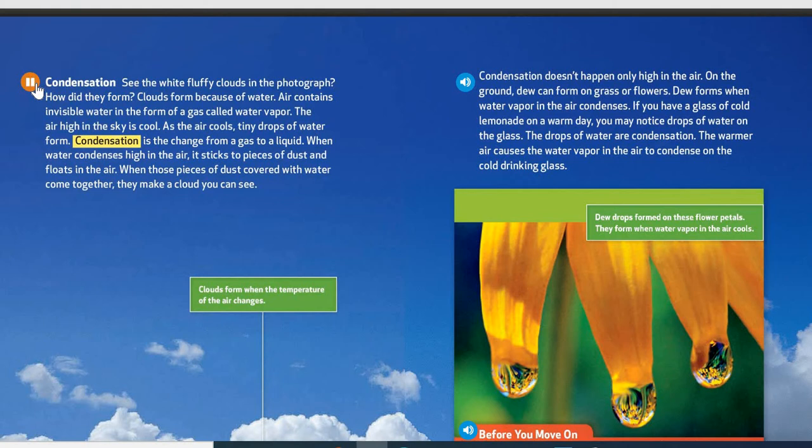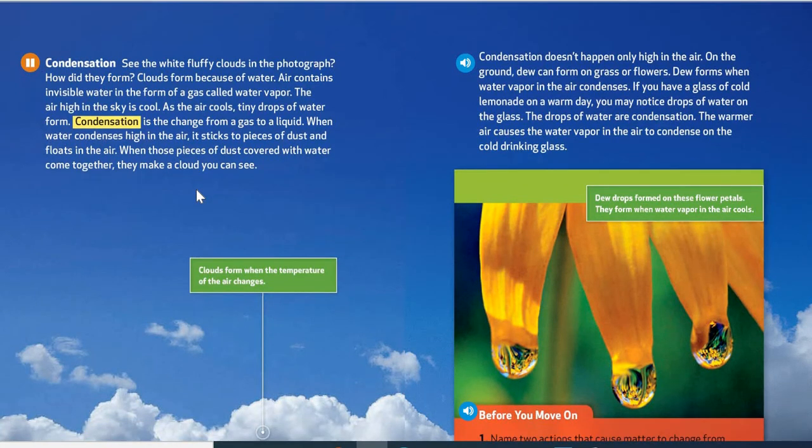Condensation. See the white, fluffy clouds in the photograph? How did they form? Clouds form because of water. Air contains invisible water in the form of a gas called water vapor. The air high in the sky is cool. As the air cools, tiny drops of water form. Condensation is the change from a gas to a liquid.